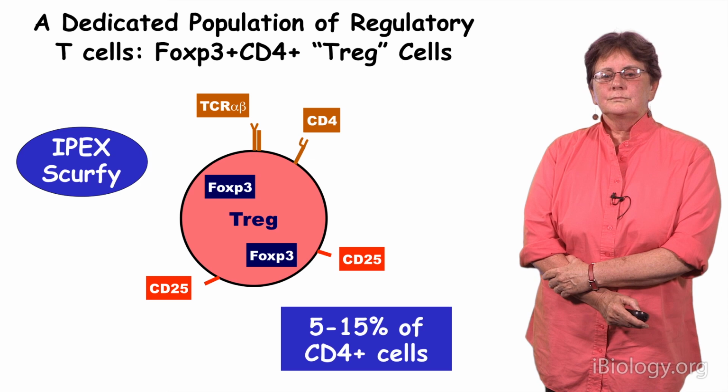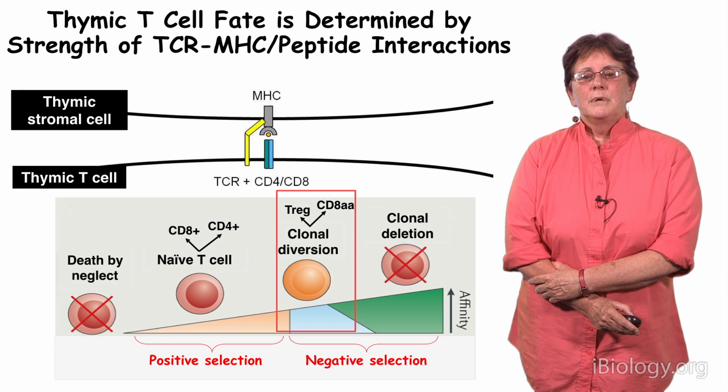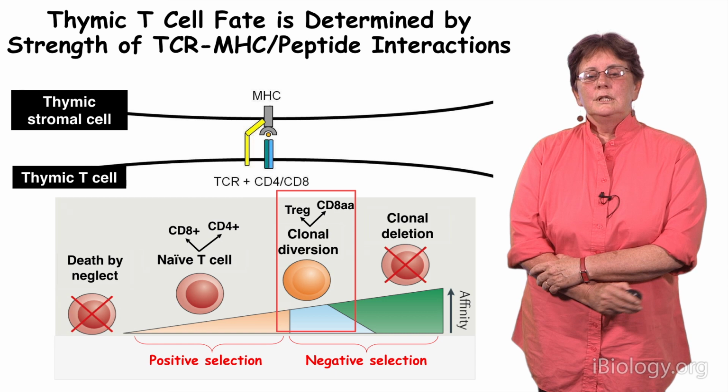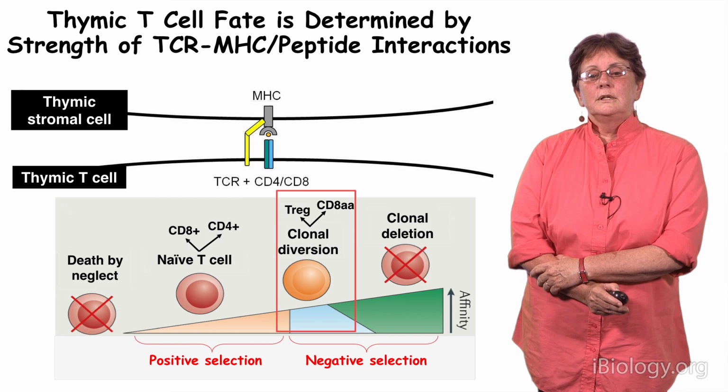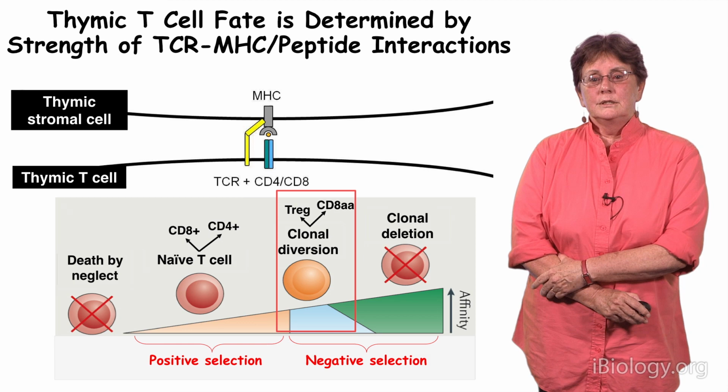Now, as I mentioned, most of these T cells are generated in the thymus by the process of clonal diversion. In other words, their T cell receptors see a self antigen expressed in the thymus at an intermediate affinity, between what a naive T cell sees and allows it to undergo maturation, and what a clonally deleted T cell that undergoes negative selection sees.